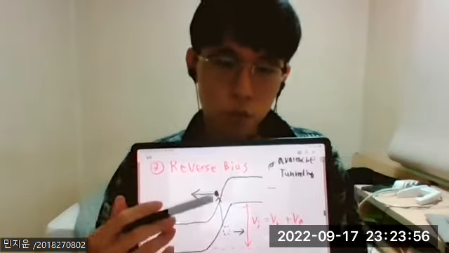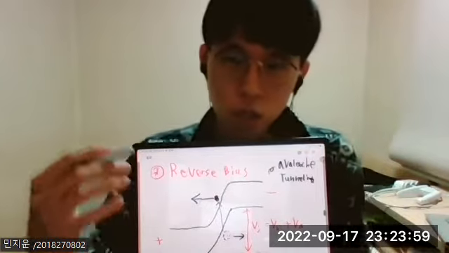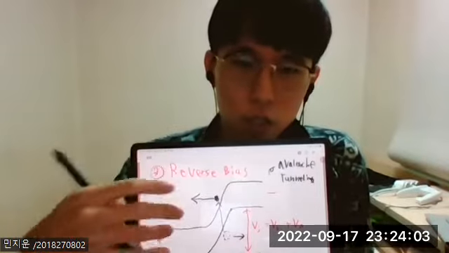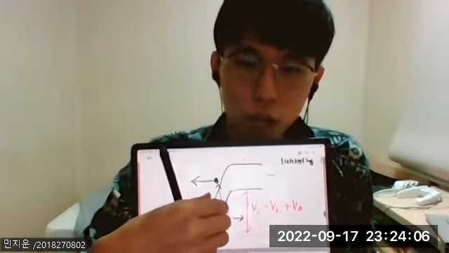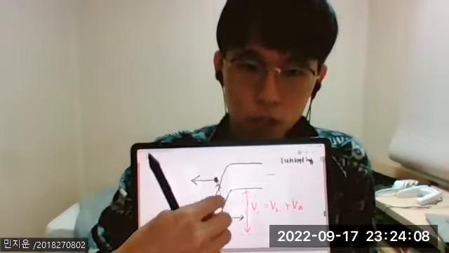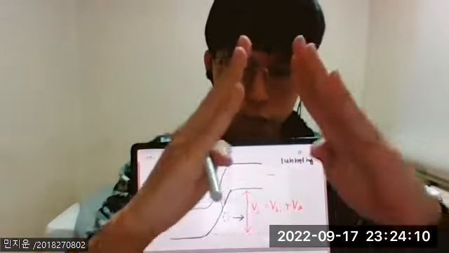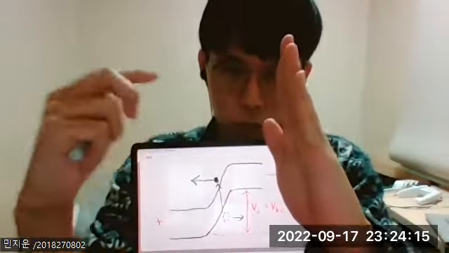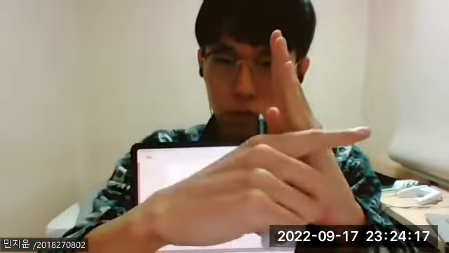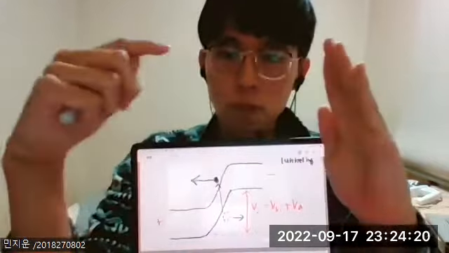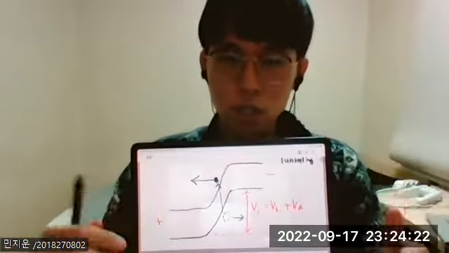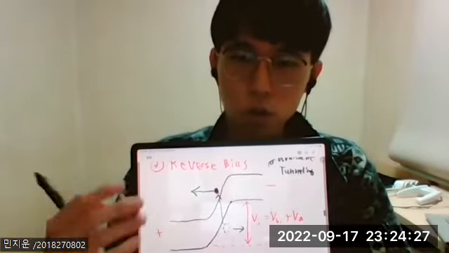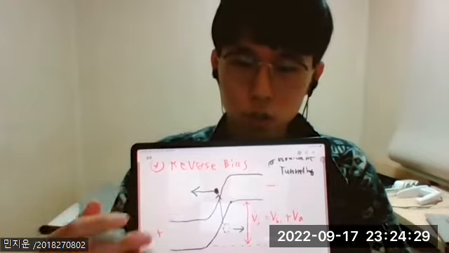And if we apply a very large reverse bias, then the energy band gap at the depletion region is very thin. So the electron can tunnel through the energy band gap, and this also causes current.